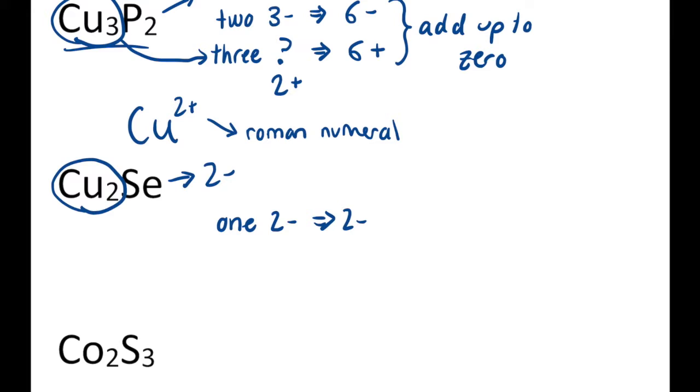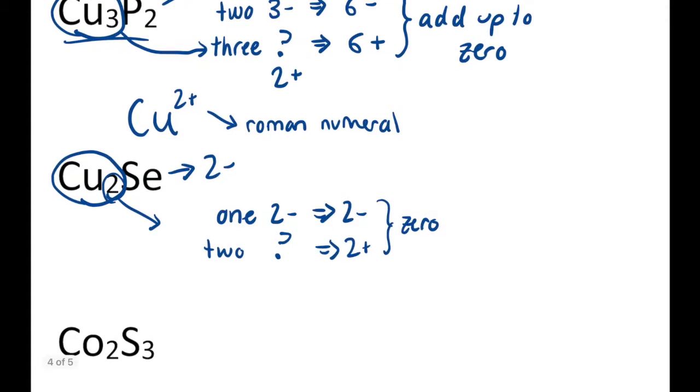Now Cu, there's 2 of them, and 2 of them have to cancel out that 2-. So 2 of what charge would cancel out 2-? So 2- and 2+ would add up to 0. So 2 of what adds up to 2+? So 2 of 1+ adds up to 2+. So Cu must have a 1+ charge, which means that Roman numeral for copper is going to be 1.